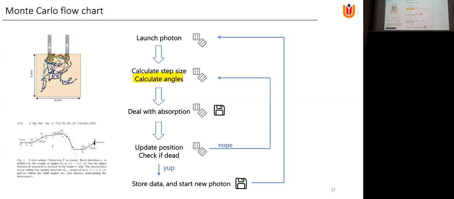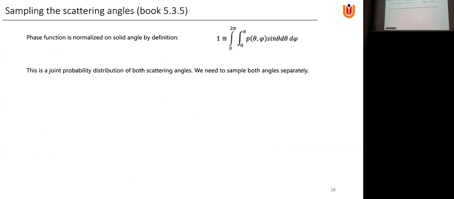Well, the angles we already discussed a little bit. I guess you've already been looking into that in the assignment as well. That's based on the phase function. The phase function is the joint probability density function for scattering into angles theta and phi. But the joint is not so useful. We need to sample both angles separately. So we will draw 2 random numbers, 1 for theta, 1 for phi.